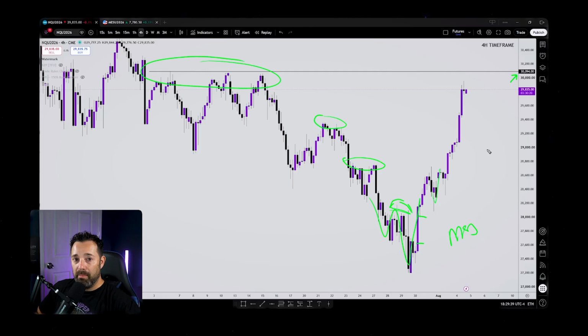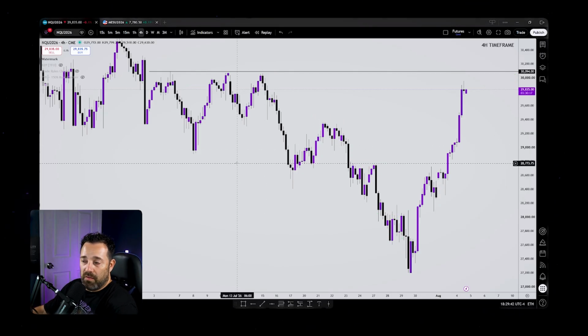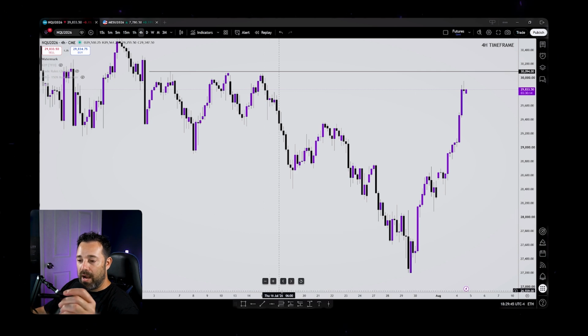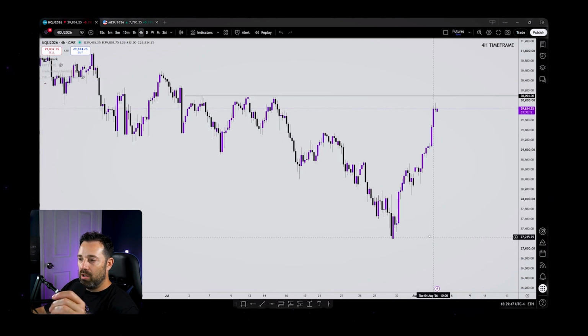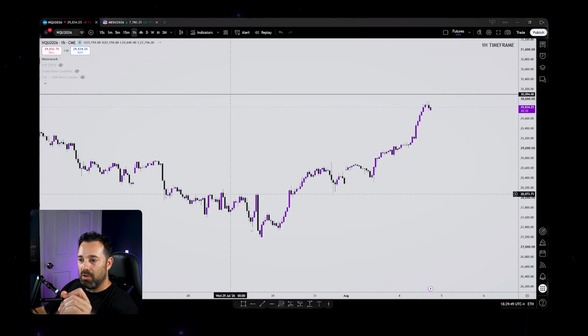30.094. You can bank it like clockwork. Now, that's the 4 hour. This is what I mean by fractal. It all lines up regardless of the time frame. You go down to the 1 hour.